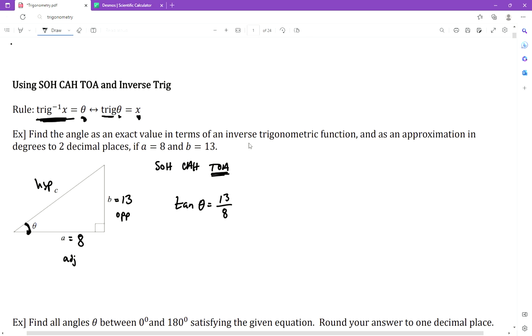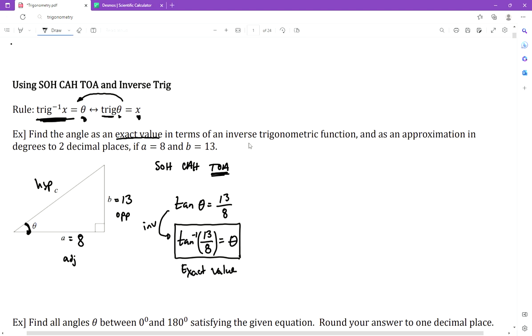Okay, and then now we're going to use this rule up here. So we're using the rule from this way to this way. Okay, so notice we want the angle by itself. So using our inverse rule, we would have tangent inverse of 13/8 equal to that angle. Okay, so that's that rule being used. And then this is the exact value answer, because that is theta by itself. It might be good to put the 13/8 in parentheses. And I'm going to label it down below. That is the exact value.